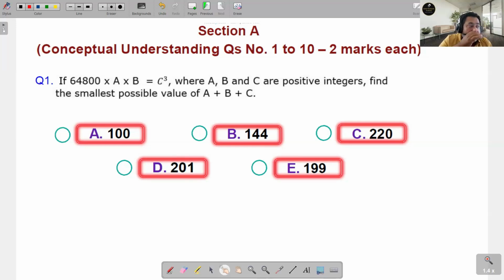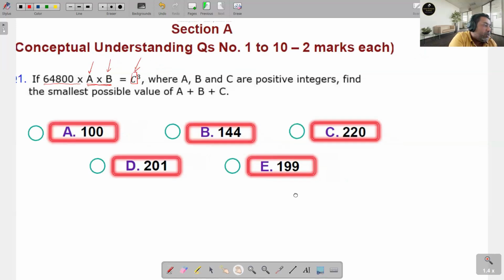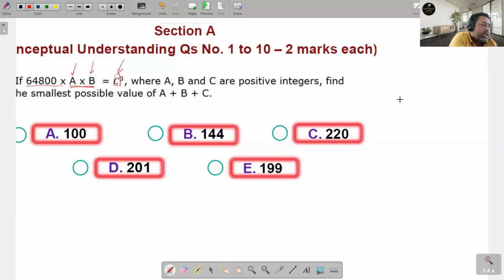First of all, we need to understand that if we are multiplying this number by two numbers and we are getting a cube, then the smaller the C, the smaller A and B will be as well, correct? So our objective is to find two numbers which we multiply with 64,800 to get a perfect cube. For that, first of all, we need to prime factorize 64,800.